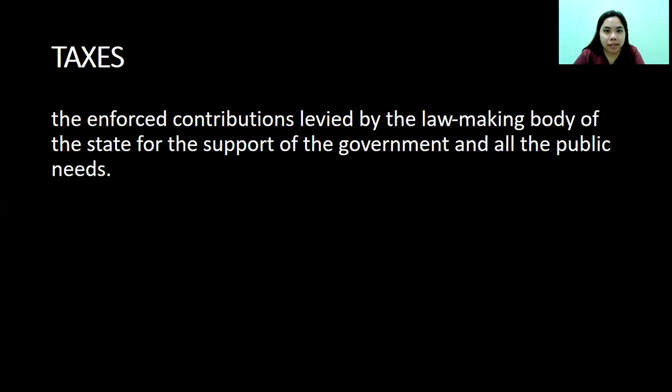So, what are taxes? What is a tax? It is an enforced contribution. So everybody must pay their taxes. It is levied by the lawmaking body of the state for the support of the government in all the public needs. So taxes ang nagabuhi sang isa ka government or sang isa ka country.